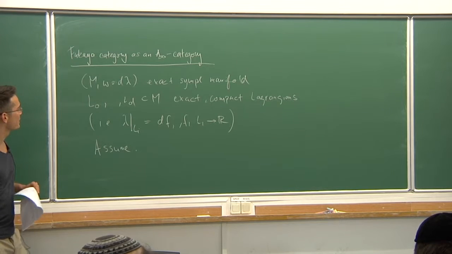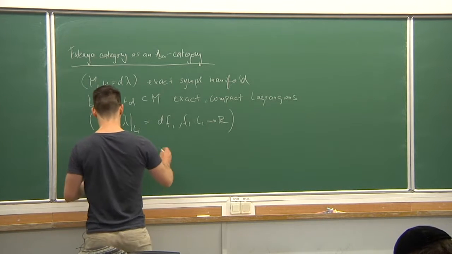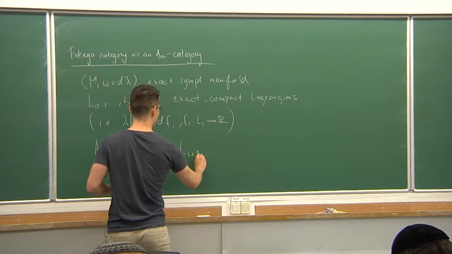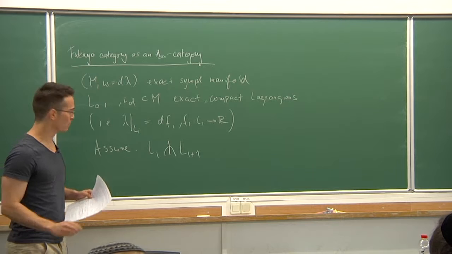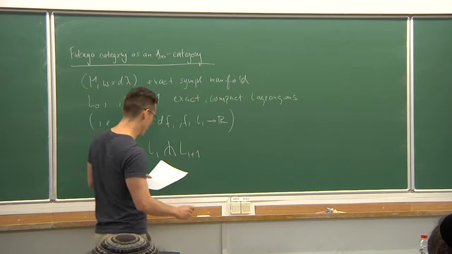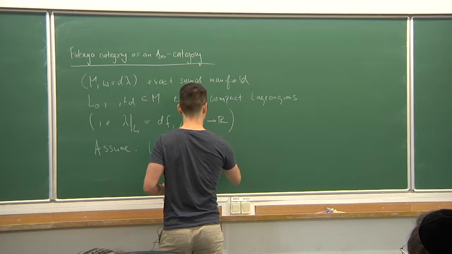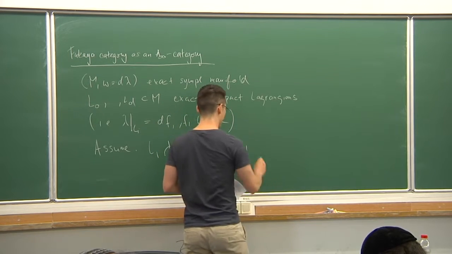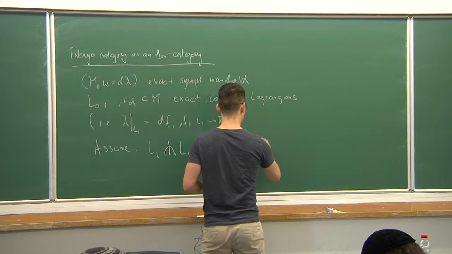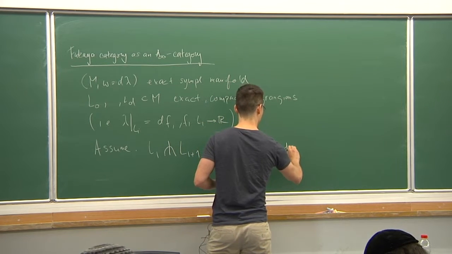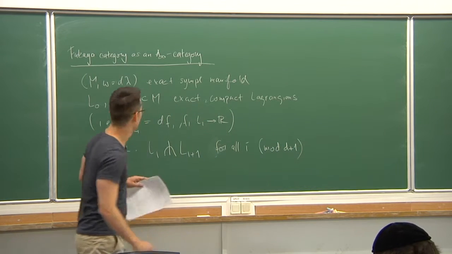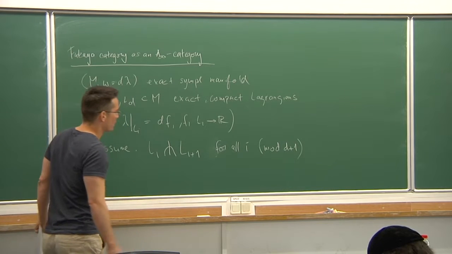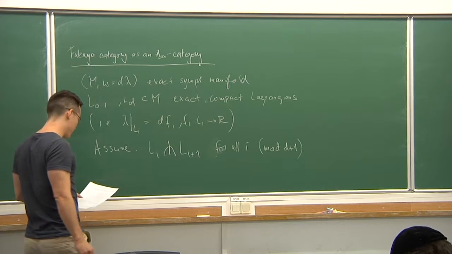Now we make the assumption that Li intersects Li plus 1 transversely. Only Li plus 1, we don't care about the others. And this holds for all i, and when I say for all i, this means modulo d plus 1. So Ld intersects L0 transversely. With this condition, we can now define the Floer complex.